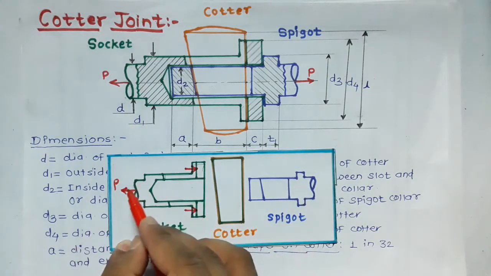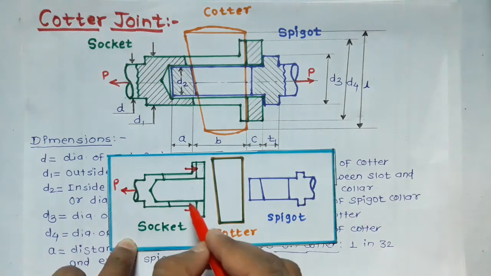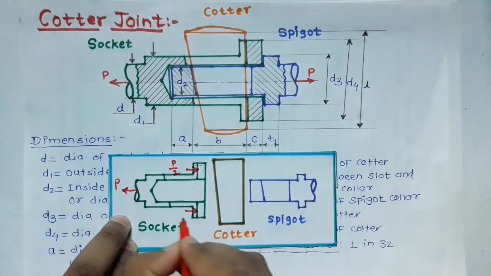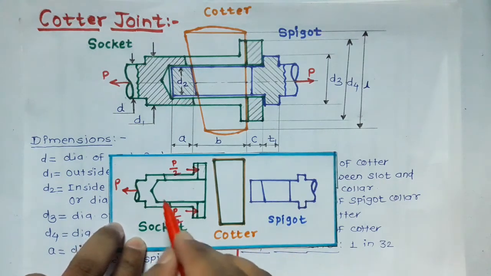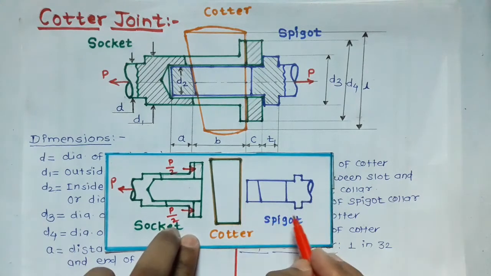But in order to balance the forces, if here force P is applied, here the force magnitude must be P by 2, P by 2. Okay, so this is the free body diagram for socket. Now similarly we can draw the free body diagram for spigot.